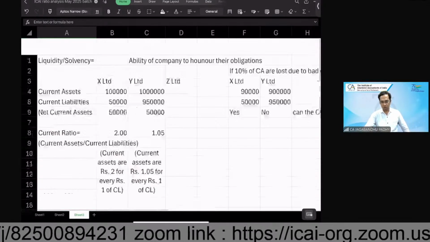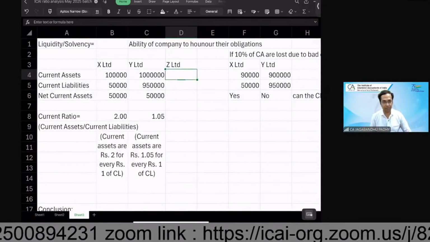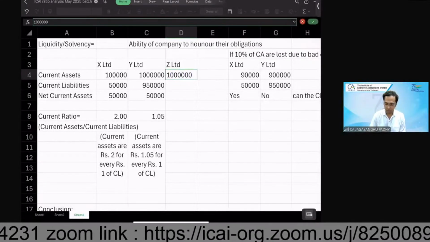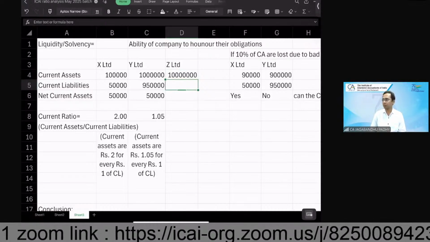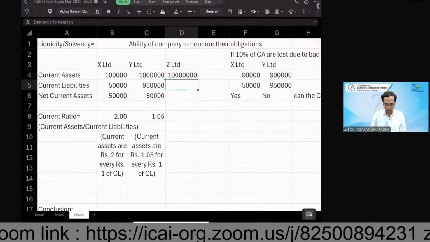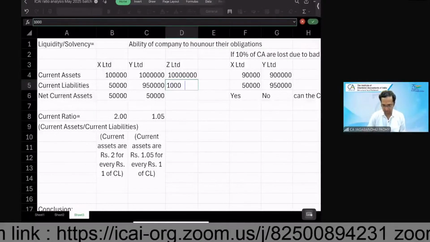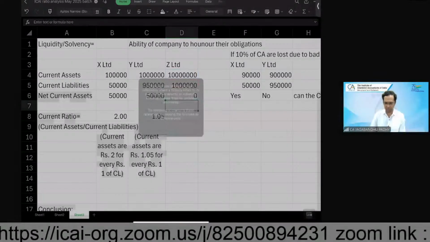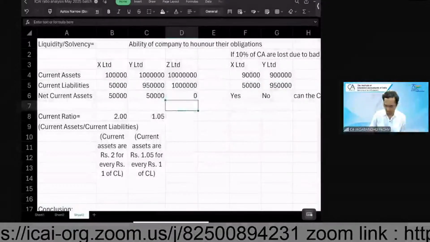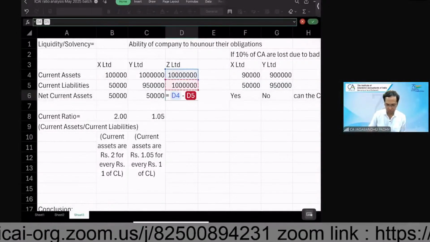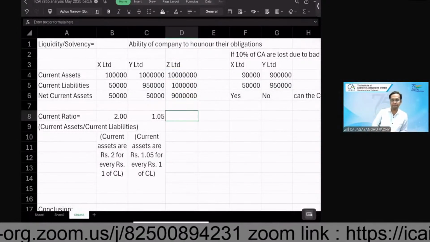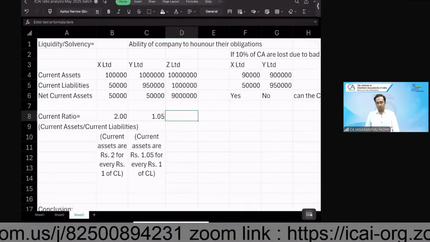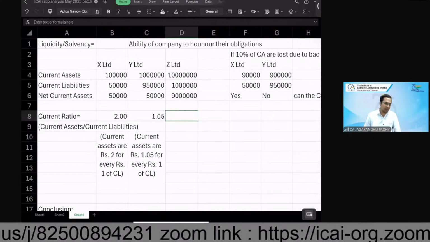Correct? Now, suppose we have another company, Z Limited, which has current assets of 1 crore, and the current liability is, let's say, just 10 lakh. So net current assets, of course, is positive. But can you tell me what the current ratio is in case of Z Limited here? What's the current ratio in case of Z Limited, guys?